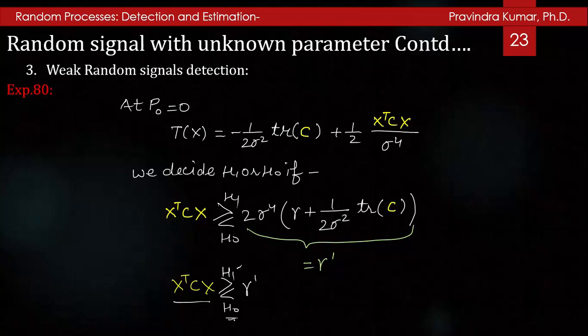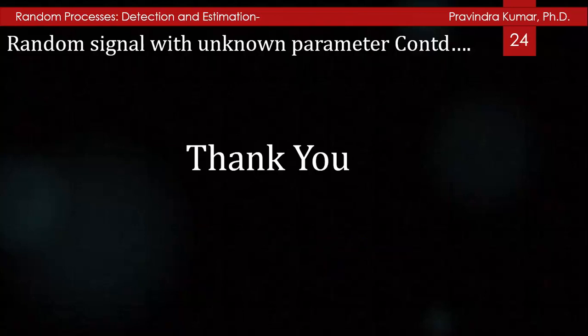So far in this lecture, we have discussed the Gaussian random signal with unknown parameters, the general Gaussian detection, and also the detection of weak random signal. This was the 22nd lecture of the lecture series on random processes detection and estimation. In the next lecture, we will discuss non-parametric detection. Till then, thanks for listening to this lecture.